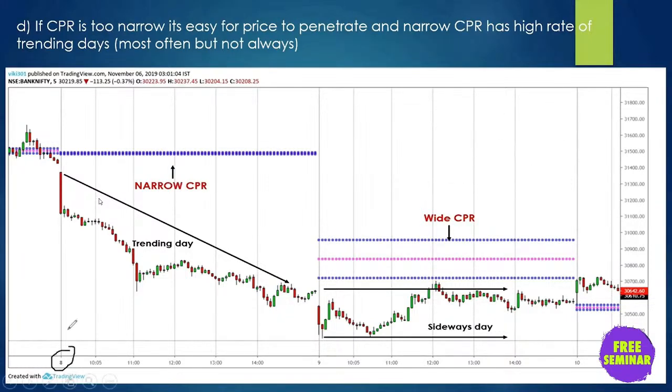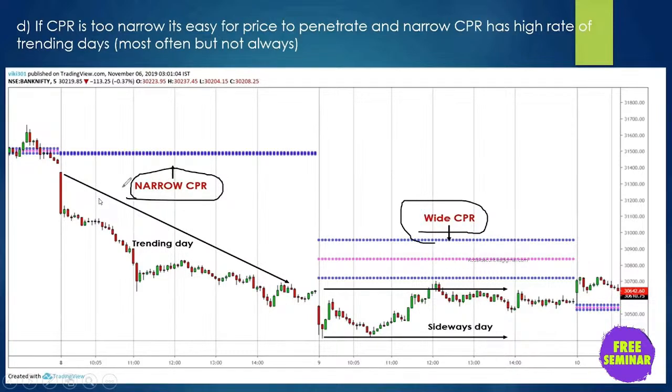Look at this. On the 8th, you can see that the market opened with a big bearish candle, kept on going down, kept on going down. It was a trending day. Next day, what happened on the 9th? It opened with a bearish candle, but after that the market stayed sideways. Right, there was no trend. Both days you had a red bearish candle, but one day led to a trending day, another day led to a sideways day. That is the edge CPR can give you.